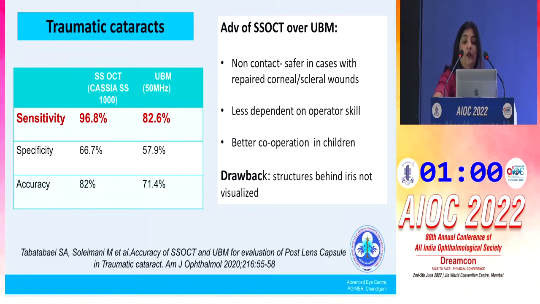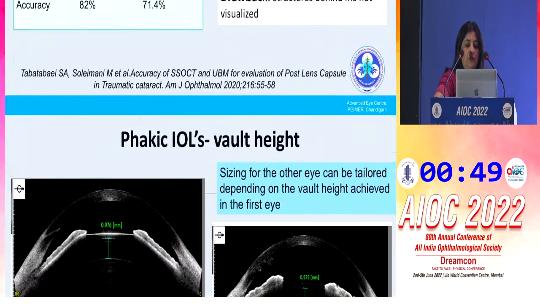UBM is also often used in traumatic cataracts where one cannot see the posterior capsule, but the SSOCT is less dependent on operator skill, and it has better cooperation in children, like I already mentioned.